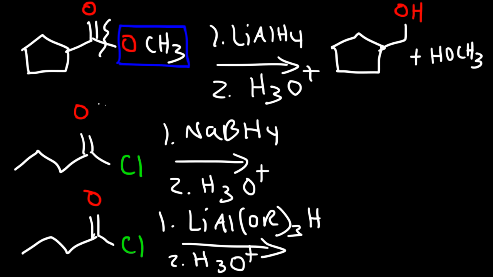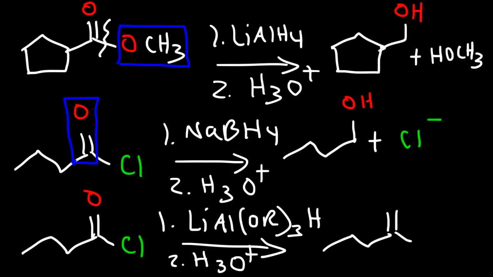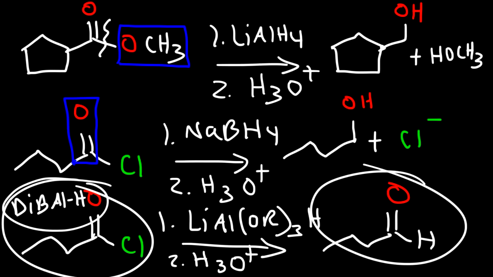Now, sodium borohydride, when you react it with an acid chloride, is going to turn it into an alcohol as well. So this carbonyl group, like this one, will be reduced into an alcohol. And the chloride ion will leave as a side product. Now, if you see lithium aluminum hydride, but instead of having four hydrogens it only has one, it can only reduce the acid chloride to the aldehyde level. Another reagent that can do this is DIBAL. Sometimes you'll see an H attached to it. So if you see DIBAL, it can convert the acid chloride into an aldehyde as well.